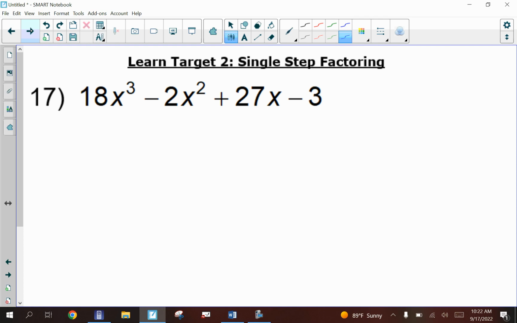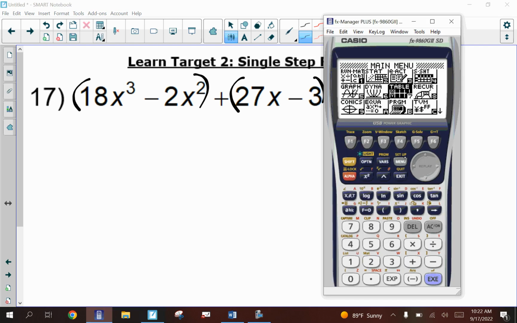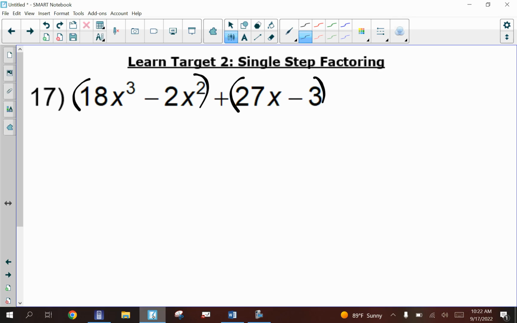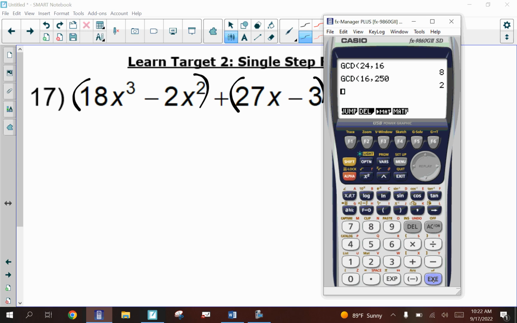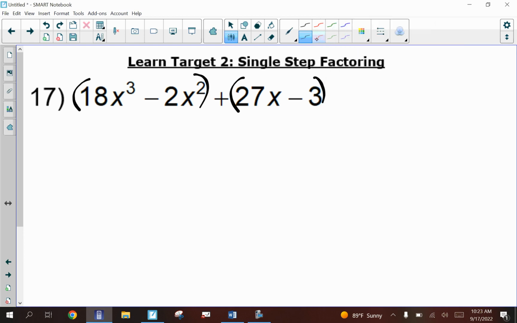Okay, next one is grouping. A grouping question, you kind of just break it up into the first two and the last two, and then you're going to take out the GCF. I should have my calculator ready to go. I'm going to head over to run math. I'm going to have to hit the 5 buttons again, or you could just go up and change them. Too lazy to find the button. So it's going to be 18 and 2, so 18 comma 2, and the GCF is just 2. So we're going to take out a 2 from this one and a 2 from this one.